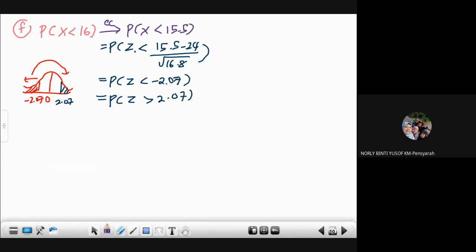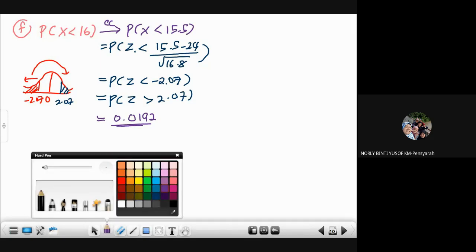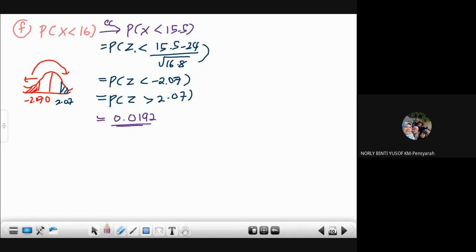Okay, so you baca table 2.07 Z, you akan dapat 0.0192. Itu untuk lesser, discrete dan 6. Okay, lepas tu pergi pada G.